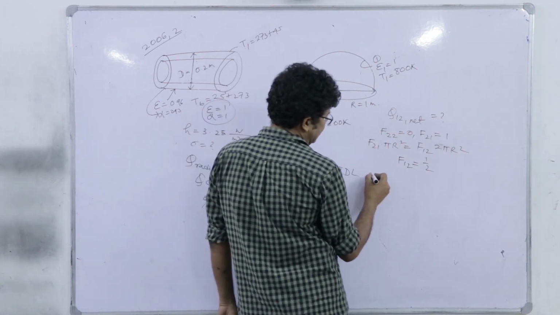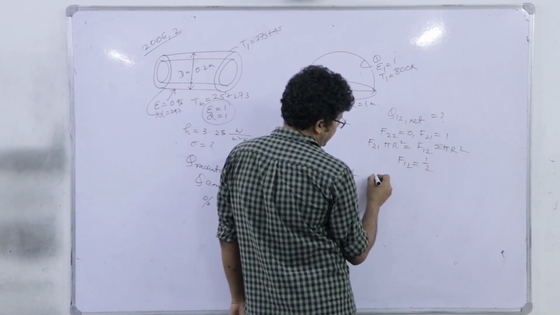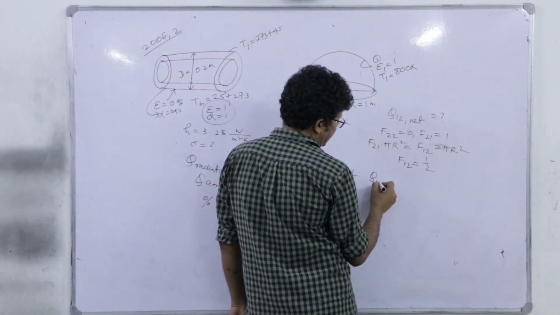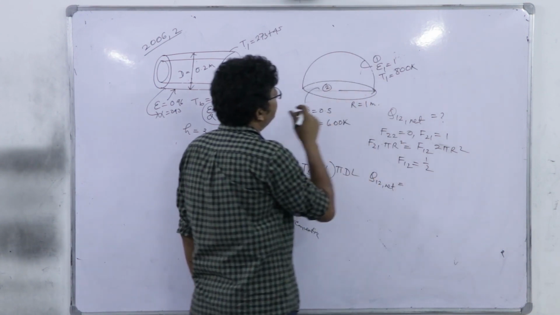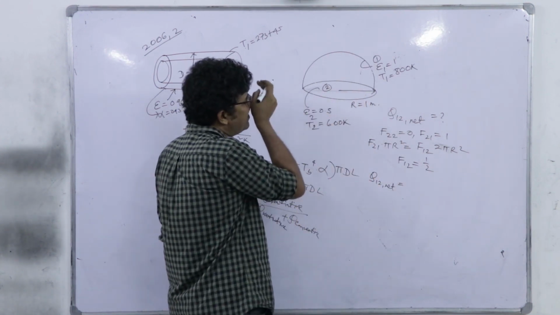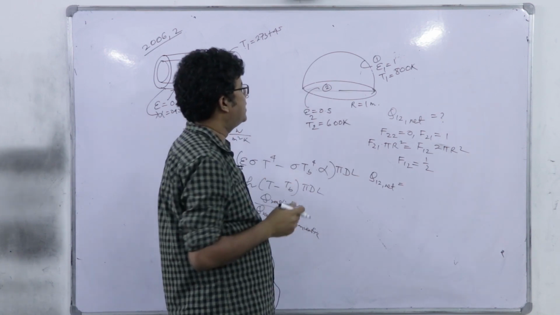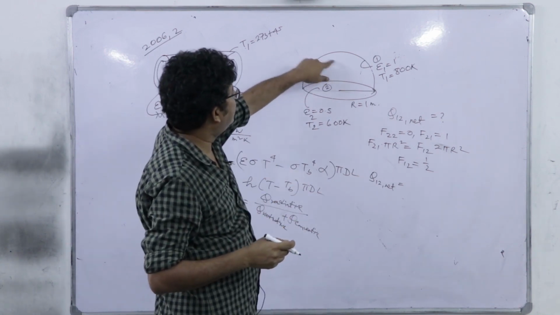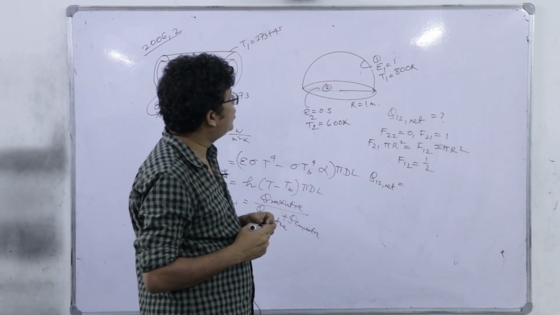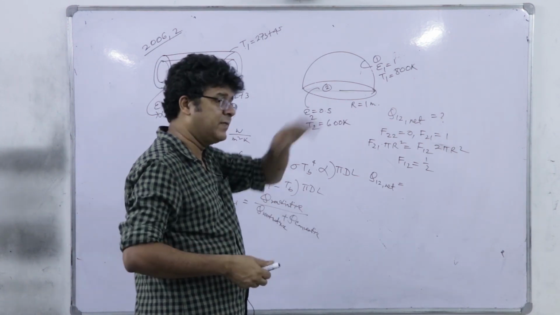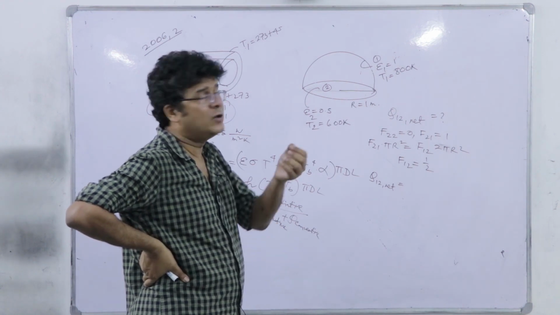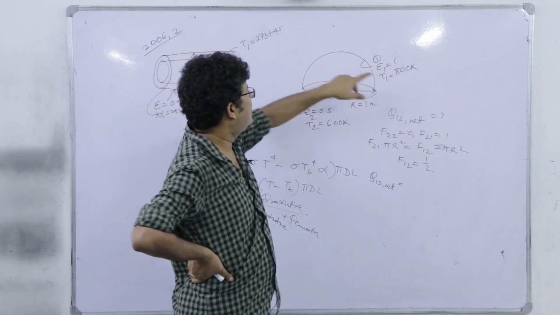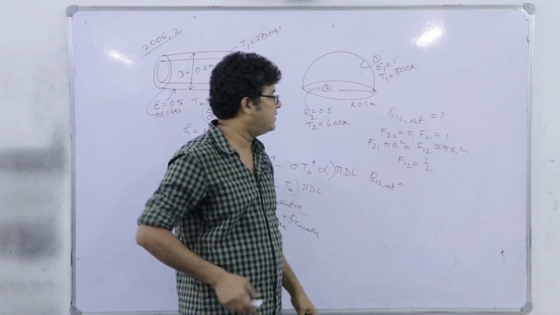Now, we have Q12 net. Surface 1 will only deliver heat to 2, right? It will only lose heat to 2. Though the self view factor of the surface is non-zero, there will be no exchange between here and here because both are at the 800 degree temperature.